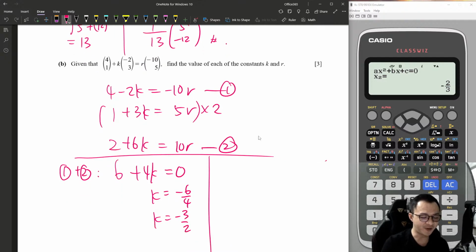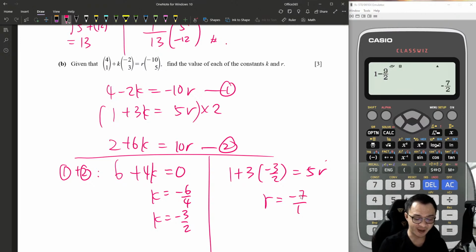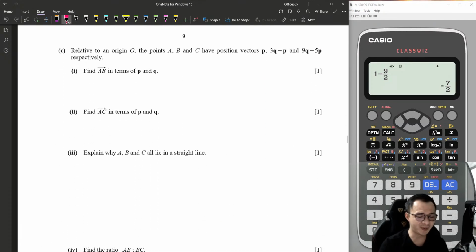And then I want to find the r, so 1 plus 3k equals 5r. So k is this value. Yeah, I will solve this one. 1 minus 9 over 2 divided by 5, so negative 7 over 10. This is the value for r, this is the value for k. Okay, just do a simultaneous and solve carefully. Easily get this bonus mark.